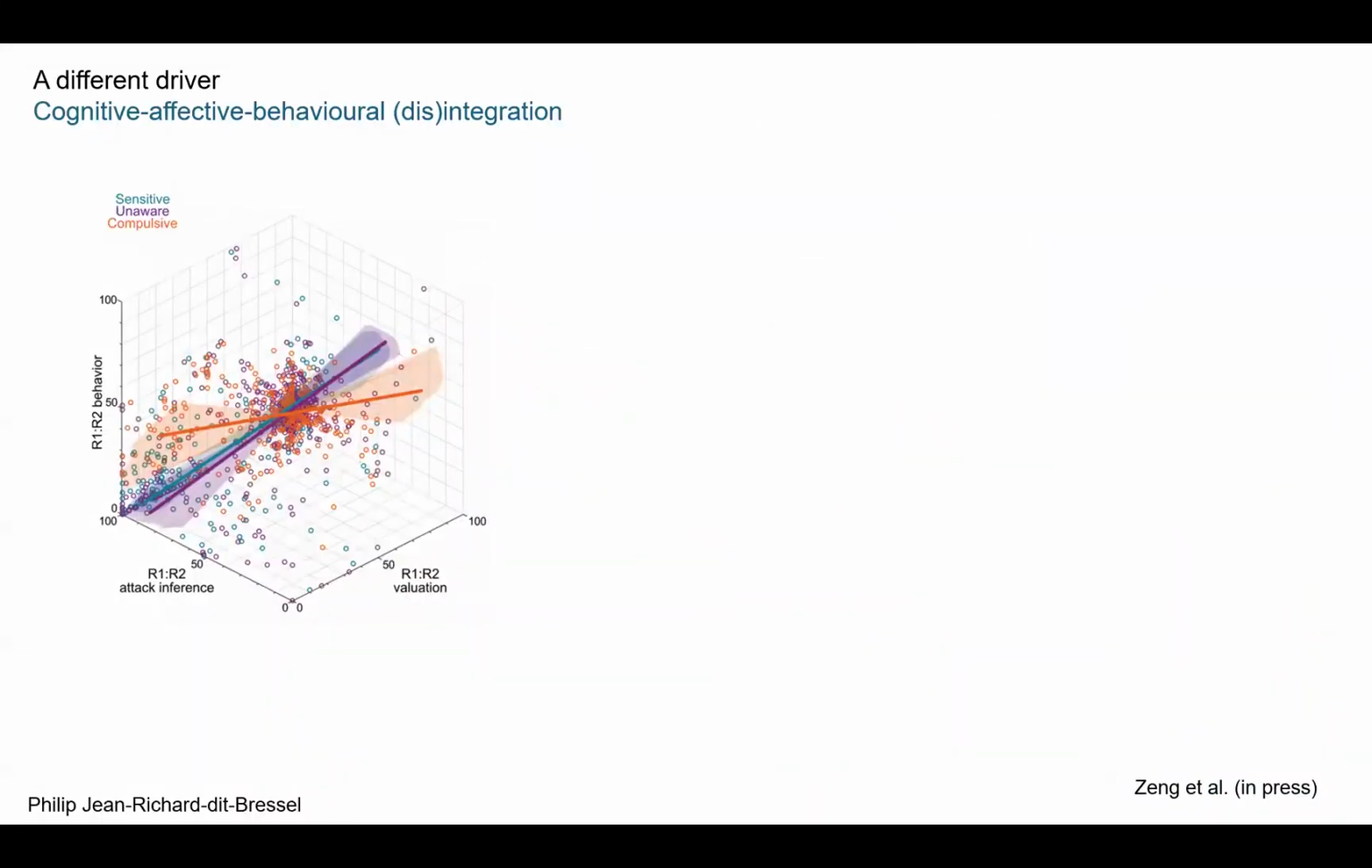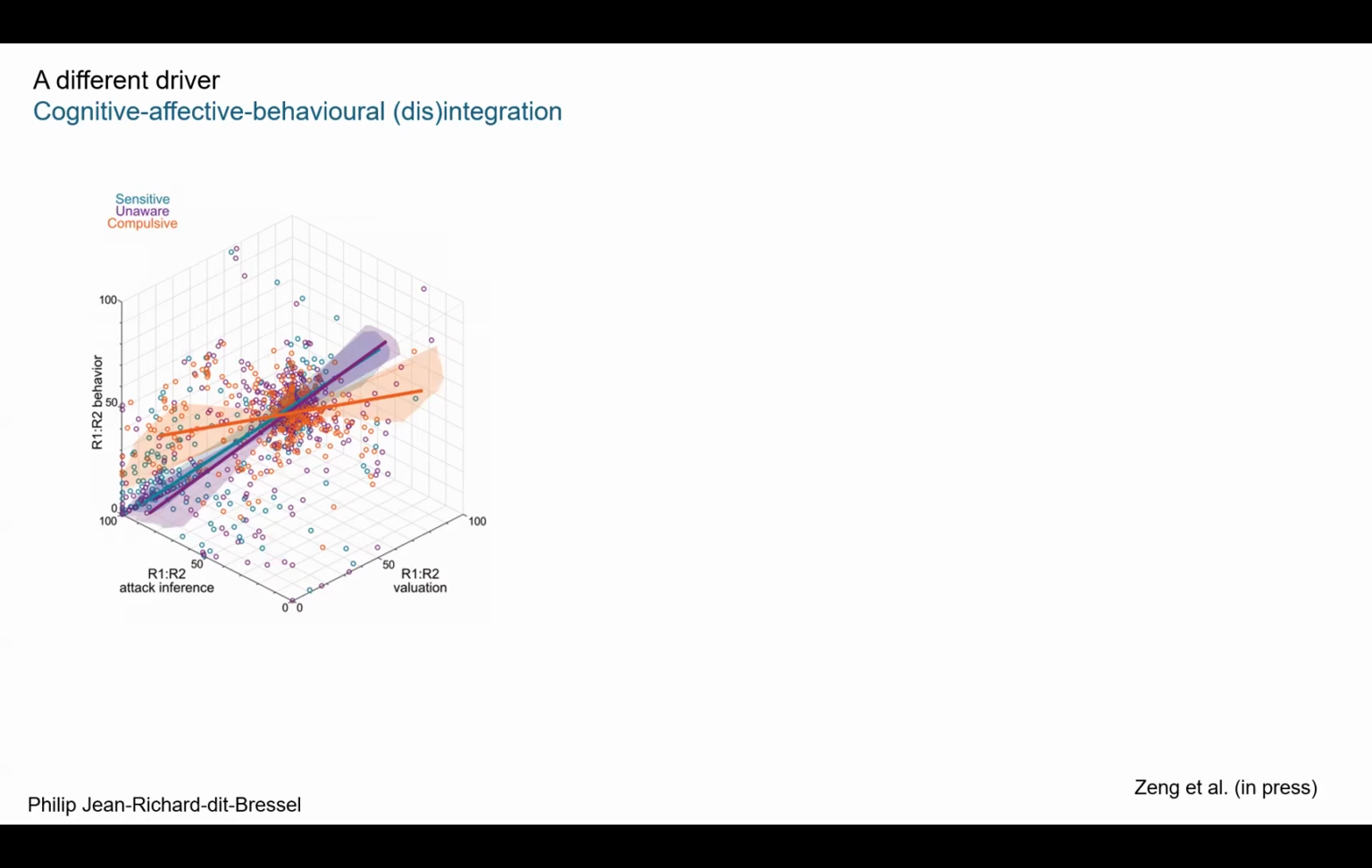We have a different idea. The idea is that in some individuals, there's a disintegration of the normal integration that you see between cognition, affect, and behaviour. As an example, what I want to show you is, this took forever to make, that's why I wanted to show it to you, and it's useful.